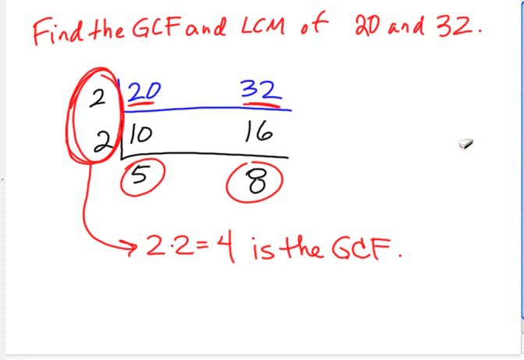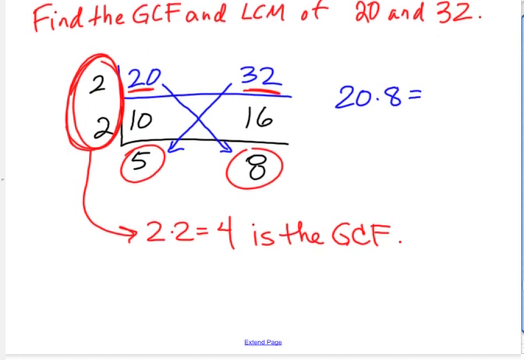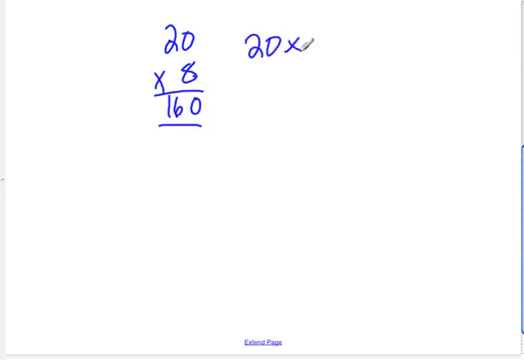For the least common multiple, we just multiply diagonally. Now, we've been working on some different ways to get you to do multiplication. So here's what we're going to do. Instead of doing 20 times 8 like this, 8 times 0 is 0, 8 times 2 is 16, the answer is 160. Instead of doing that, I just want you to do this. 8 times 2, 16, add a 0.